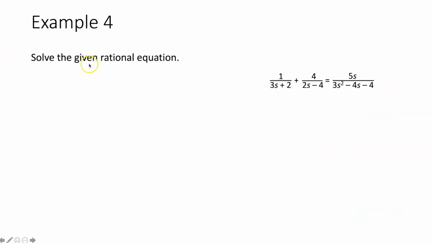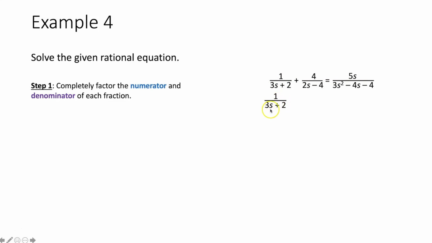Example 4, doing the same thing. So step 1, we need to completely factor the numerator and denominator of each fraction here. So our numerator here is just 1. That's good to go. 3s plus 2, is there anything we can factor out of those? No. So our first fraction is completely factored.